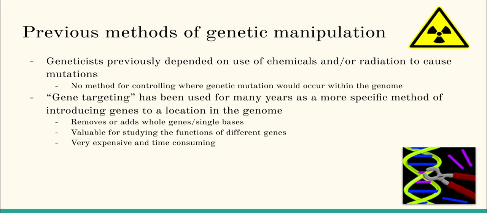Previous methods of genetic manipulation. Prior to the recent discovery of the CRISPR-Cas9 system, geneticists have used other, less dependable and/or more expensive techniques in order to alter a genome.